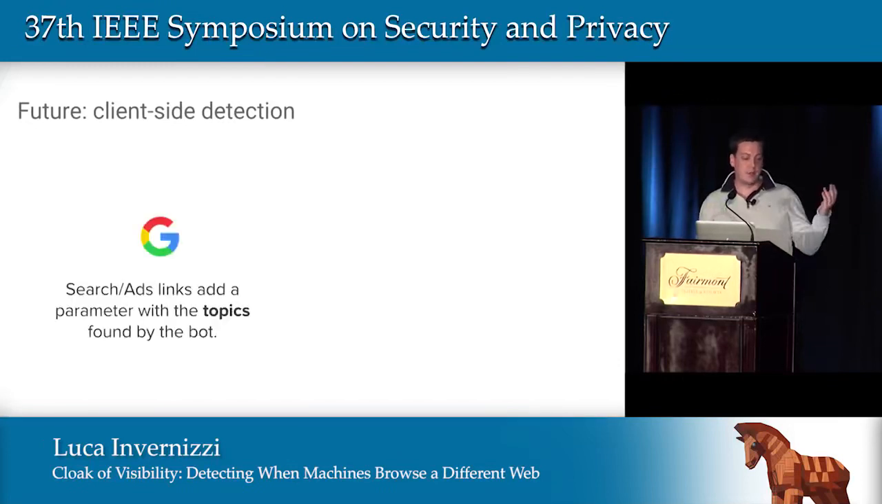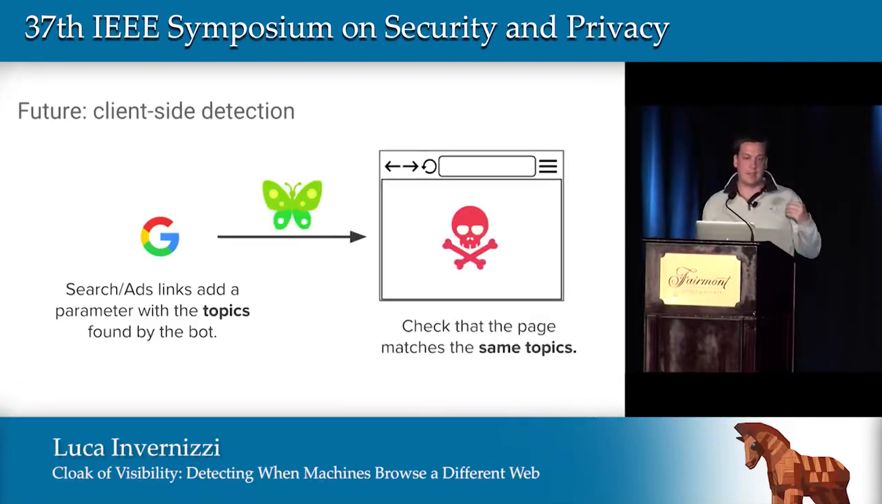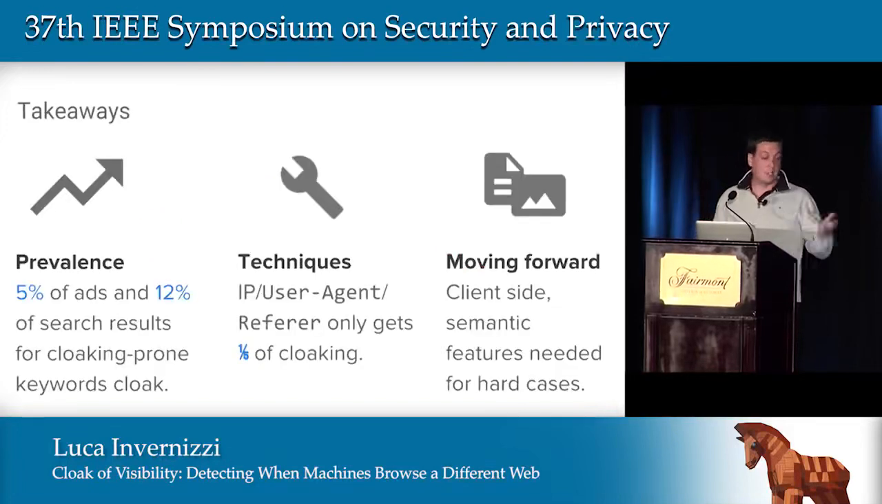So we propose that search engines and ad networks would include an additional parameter when they serve their ads or search results that explains the topics that the bot has found on the page, so that when the browser gets this information, it can independently check with its own machine learning model if the topics that it sees are the same. This poses challenges, like we have to serve a machine learning model and they can introspect this, but we still think it's a better solution than having the crawler try to find the correct carrier and so on to uncloak a site.